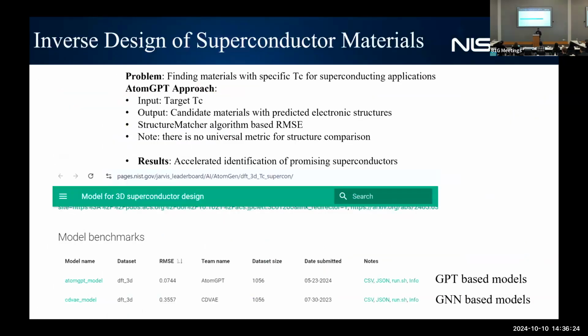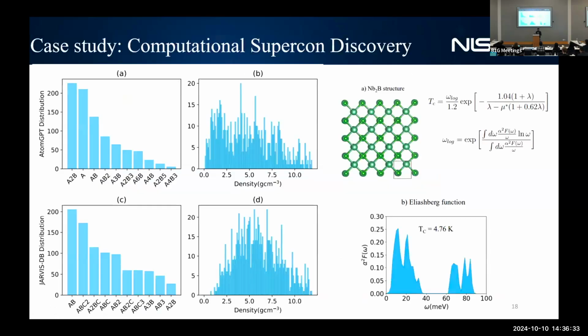As I said, it's very important to have a benchmarking platform. Most of this data is available on JARVIS Leaderboard and AtomGen. If you have a new model for this task, you can also upload it there and calibrate. In this process, we computationally discovered a new superconductor, NB2B, and validated it using the McMillan-Allen-Dynes formulation that it was actually a superconductor.